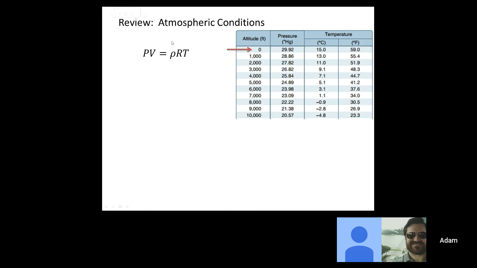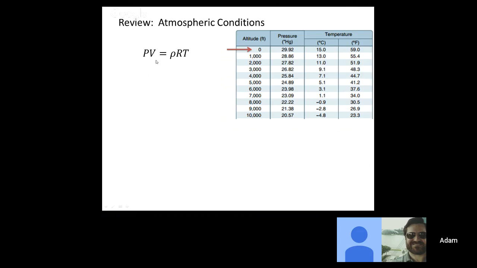And of course, there's that equation. As just a quick refresher, PV equals rho RT: P is pressure, V is volume, rho is air density or fluid density, R is a constant depending on what fluid is being discussed, and T is temperature. So the important thing to remember: pressure and temperature are related directly.